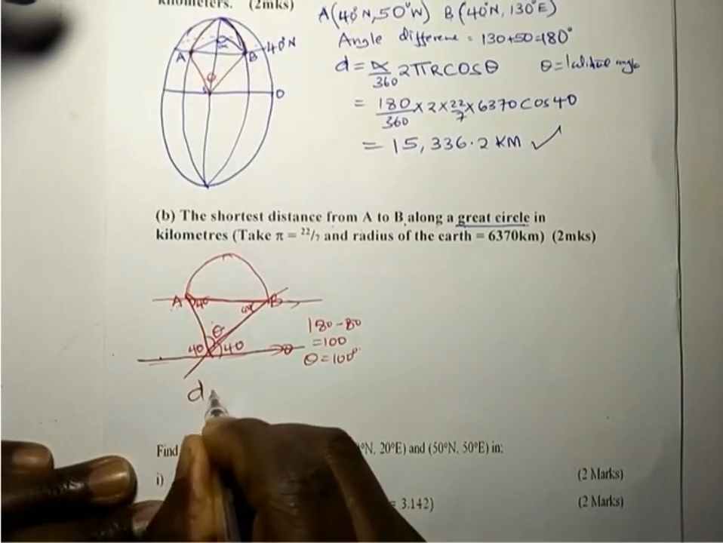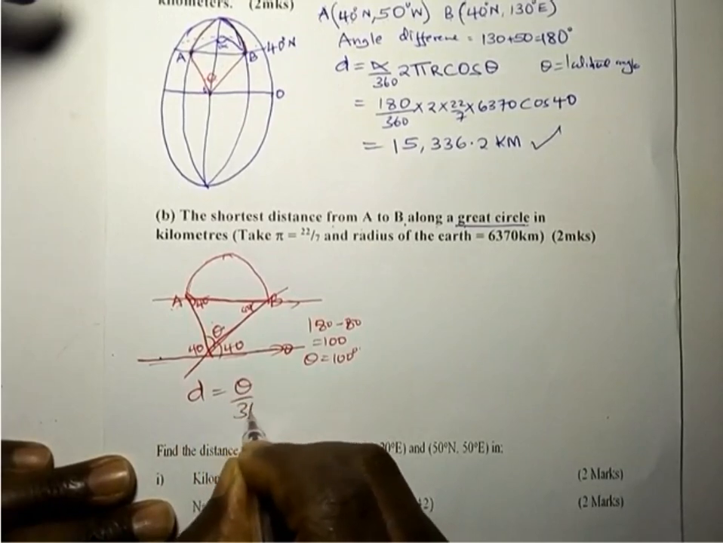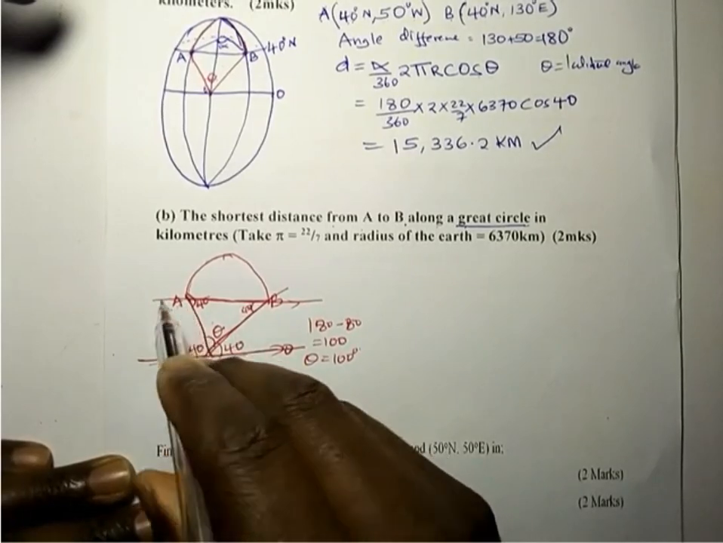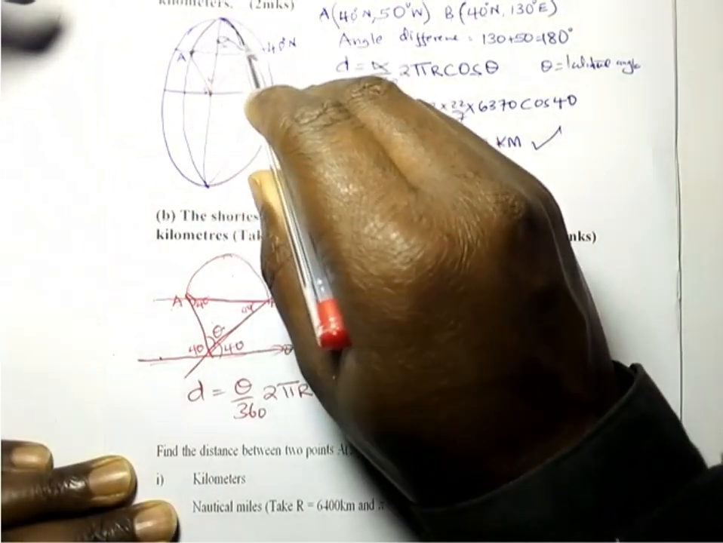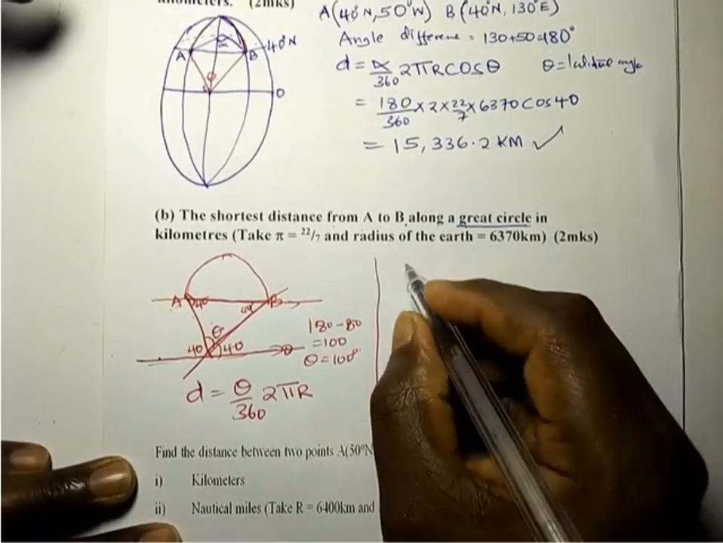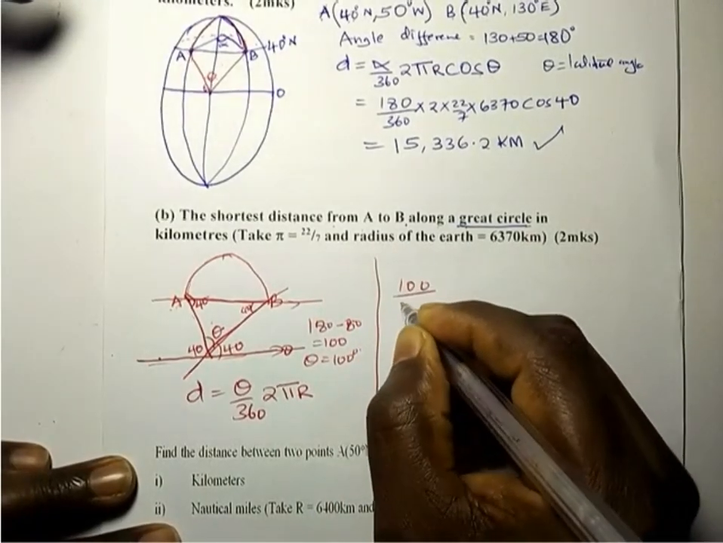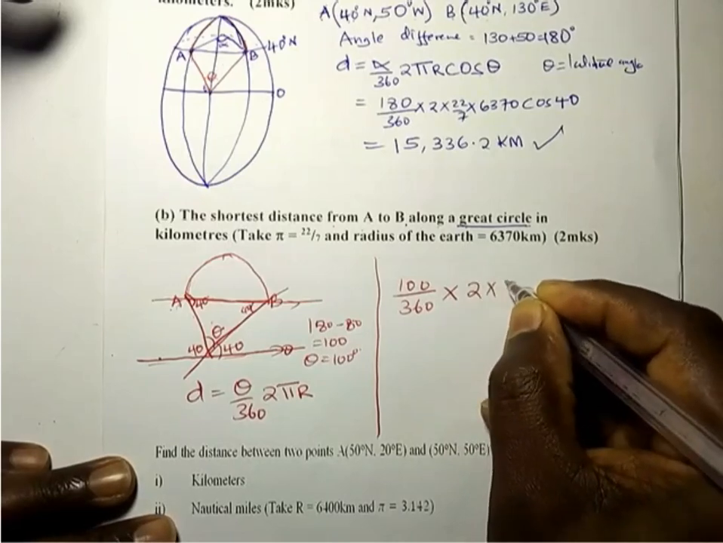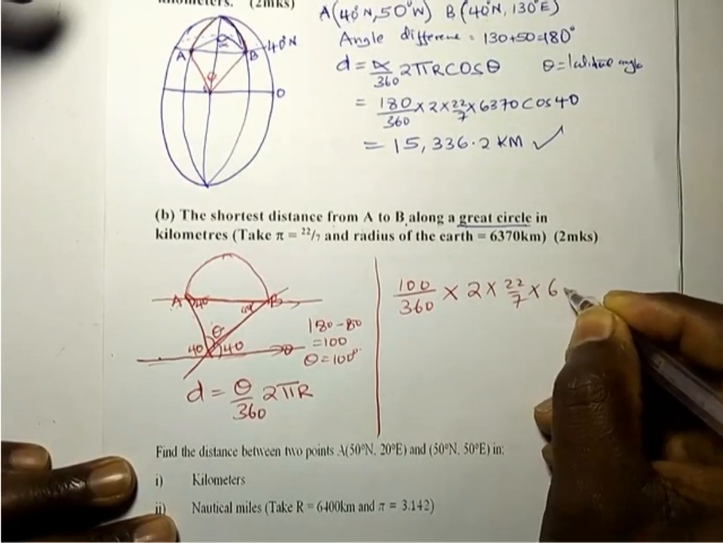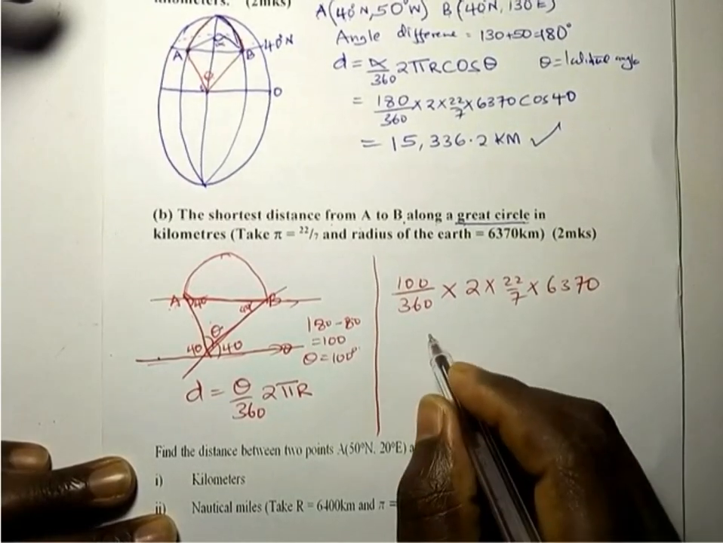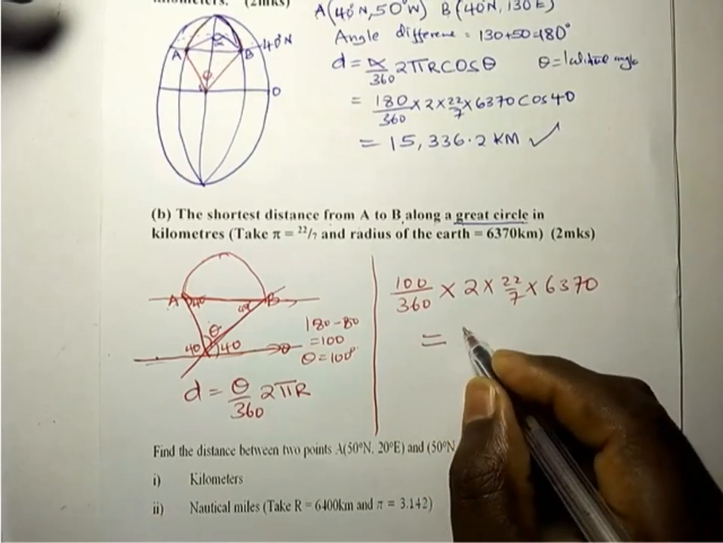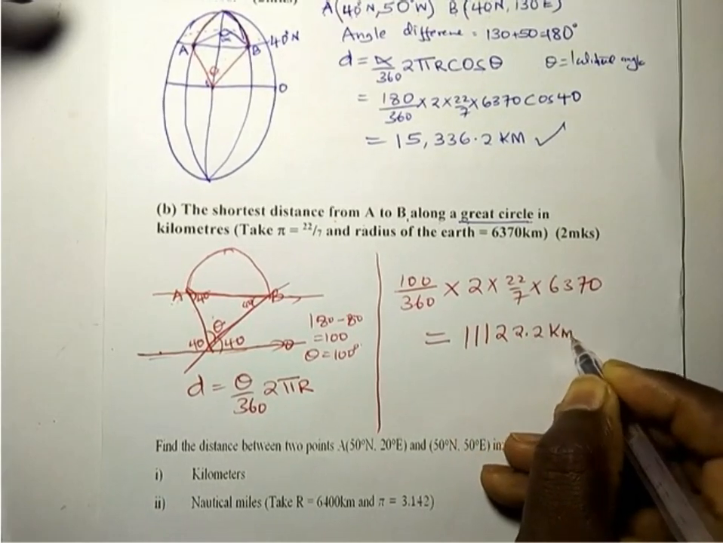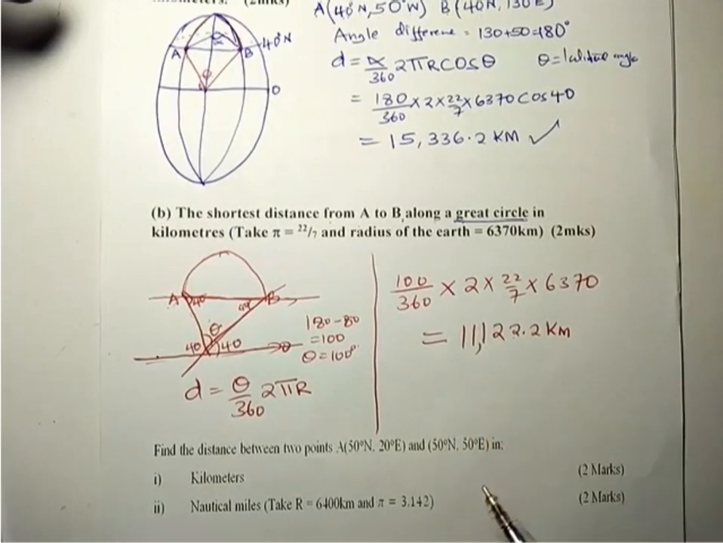Now distance is going to be given by theta over 360 times 2 pi r, because it is along the great circle. So this one will be 100 divided by 360 times 2 times 22 over 7 times radius 6370, and that one will give us 11122.2 kilometers. And you are done.